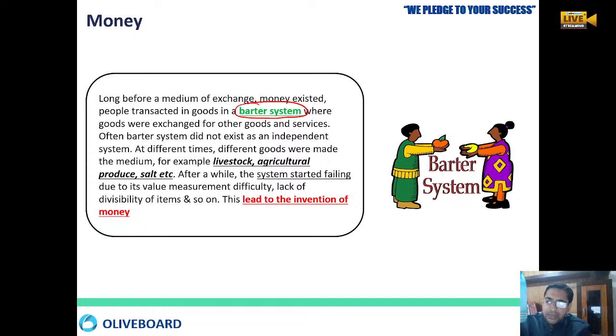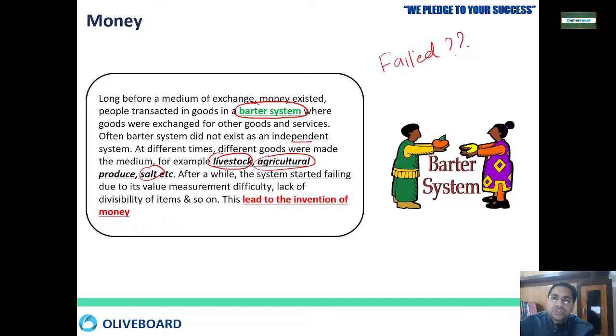I will give the bottle of water to him, and he or she will give me the 1 kg of potato too. Okay, so this is called the barter system concept. Okay, now the barter system does not exist independently. Okay, the barter system never exists independently. And earlier, how the barter system kept on happening is that sometimes they share livestock, they share agriculture produce, they share salt, sugar, and various other things. Okay, but why did the system fail?